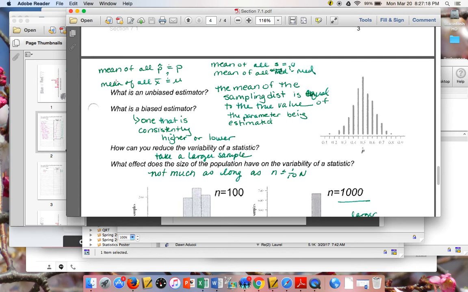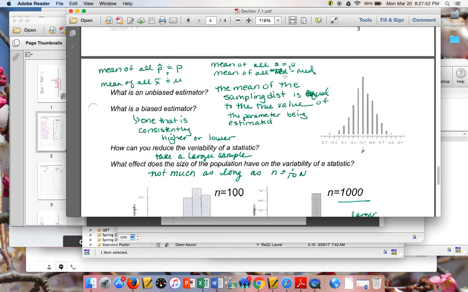If I had a bunch of samples and found all the x bars, and created a distribution of all the x bars, and the mean of all the x bars was equal to the population mean, what I was trying to estimate, then it's considered an unbiased estimator. Likewise, if I found sample standard deviations, and the mean of all those was equal to the population standard deviation, then it would be an unbiased estimator.